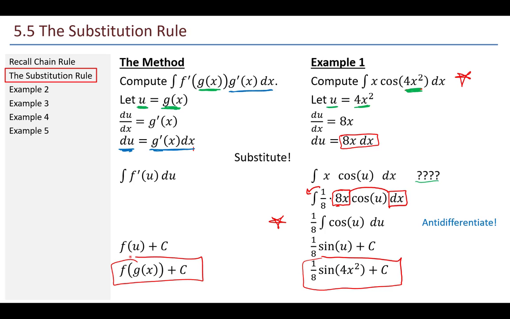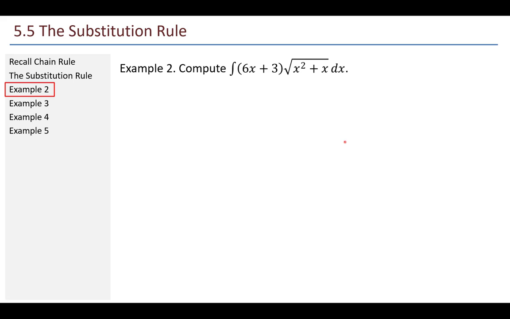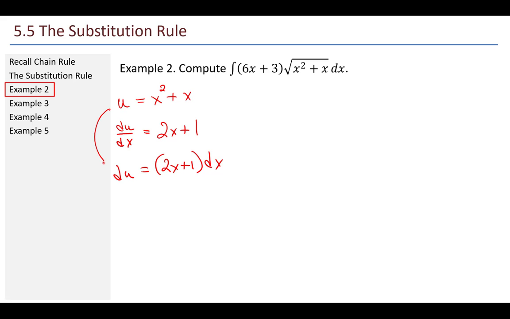All right, let's do some more examples, see how this works. So the first thing I want to do is look for an inside function. I see a big square root, and there's an expression inside that square root, so that's a good candidate for my u. So let u equal x squared plus x. Then du dx is 2x plus 1, and so du equals 2x plus 1 dx. After this point, I'm going to skip that middle step, and I'll just go directly from figuring out u to figuring out du. But now I'm ready to substitute.